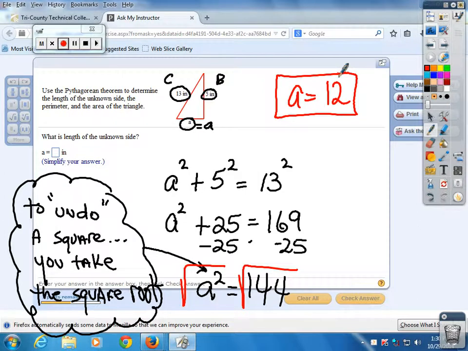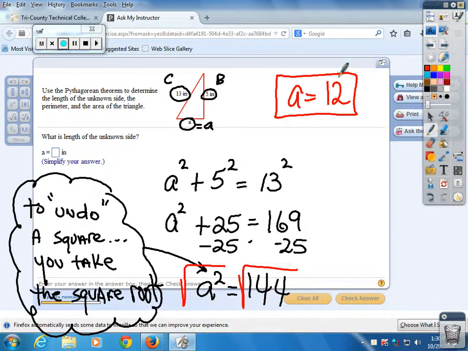10 times 10 is 100. 11 times 11 is 121. 13 times 13 is 169. 14 times 14 is 196. And 15 times 15 is what? 225. So you should know those.